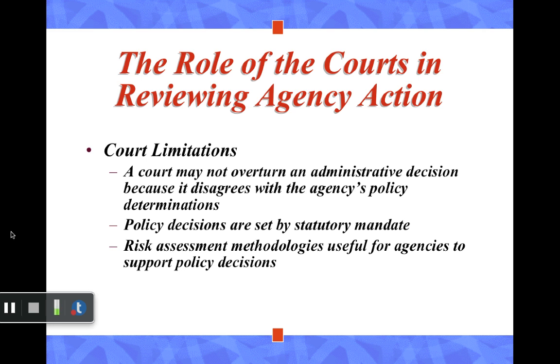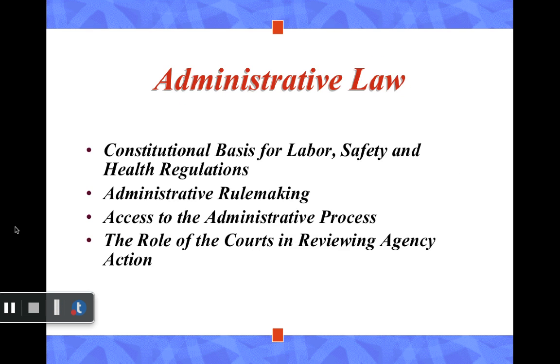Now, there are limitations in what a court can do. If the courts don't like what an agency is doing, they cannot overturn an agency's decision because they disagree with the agency's policy determinations. So that's one major limitation. And the policy decisions are going to be set by the statutory mandate, and the courts can't really touch that. And as we'll learn about in the benzene case in a couple of weeks, risk assessment methodologies are extremely useful for agencies to use to support policy decisions, and the courts generally defer to agencies' decisions if they have some kind of a methodology in place for making them.